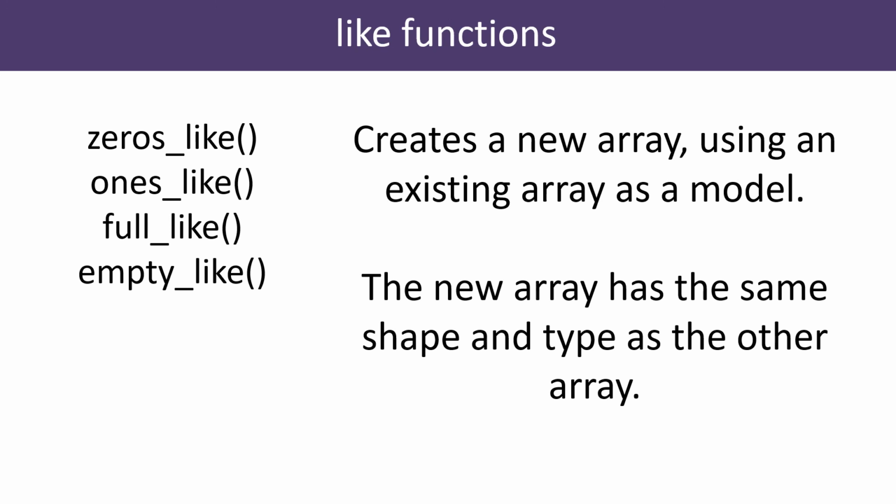NumPy has a function called zeros_like. It takes an existing array as a template. It creates a new array with the same shape and type as the template but filled with zeros. There are similar functions called ones_like, full_like and empty_like.